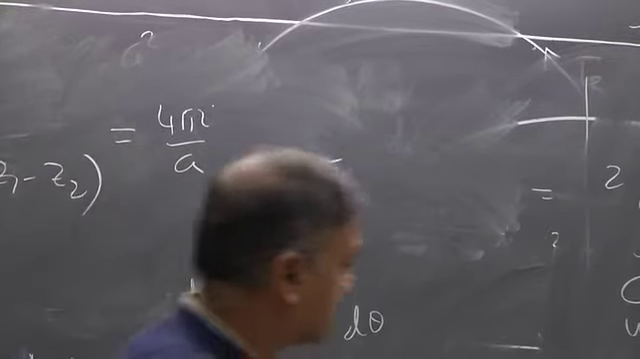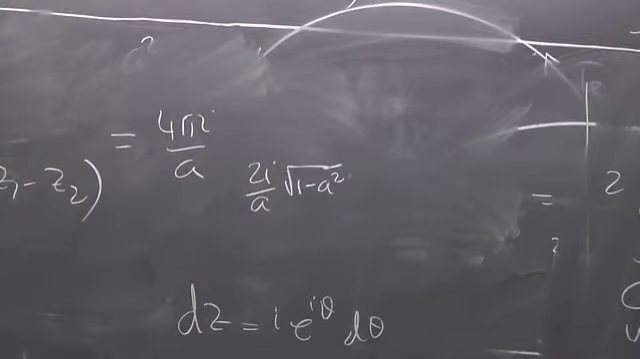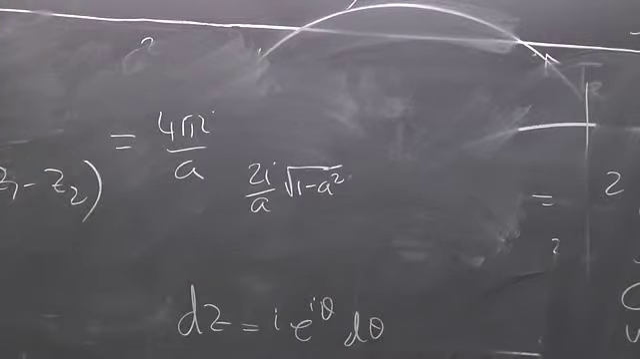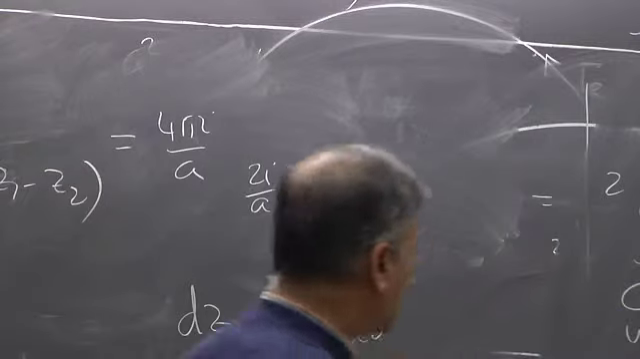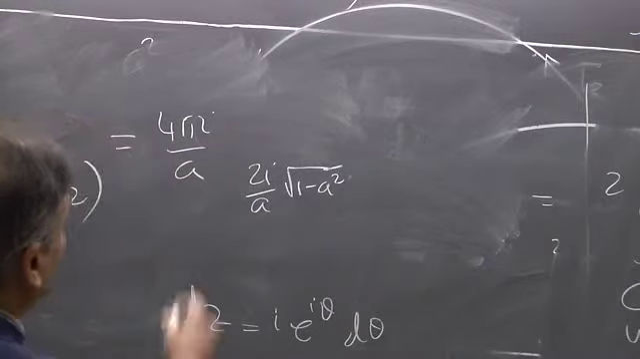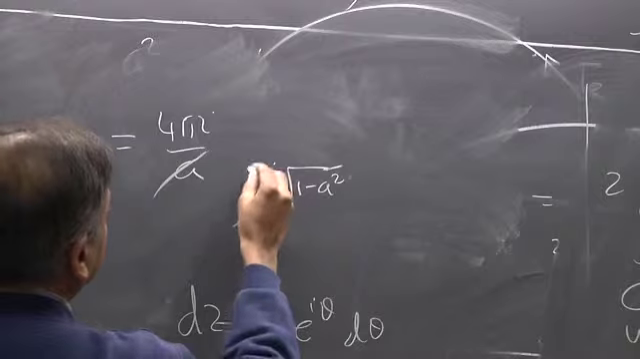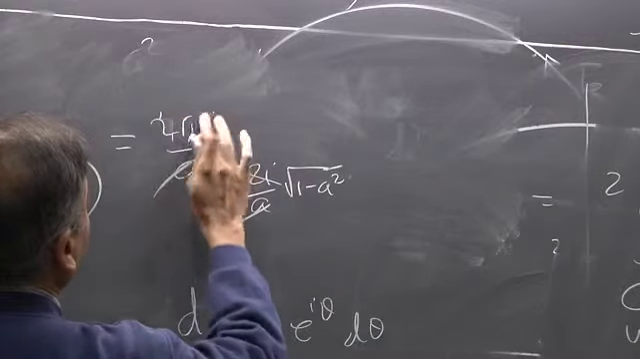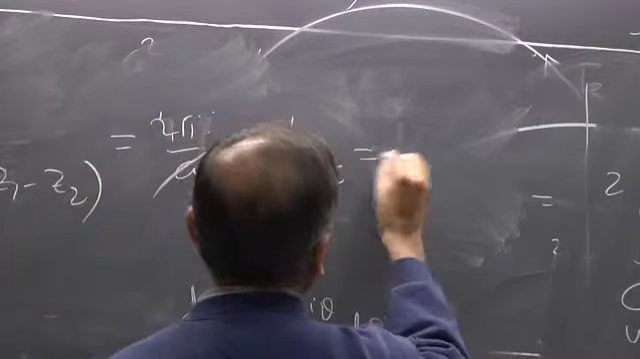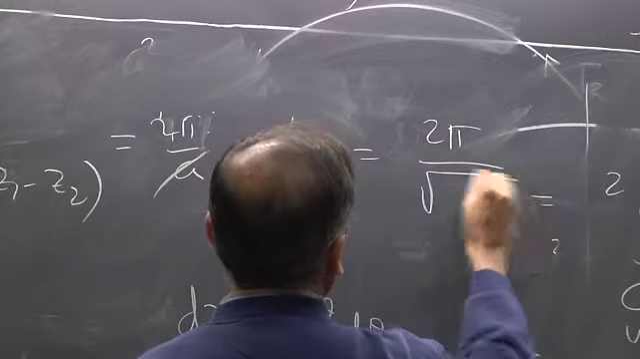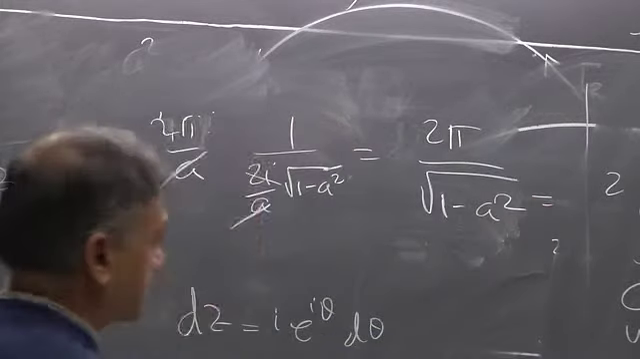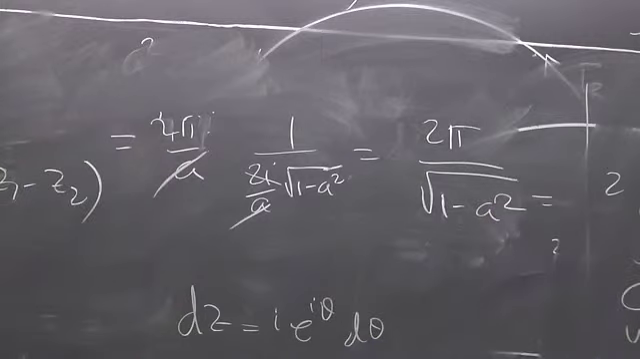I take the difference, this minus that. So the 1 cancels, and this part just adds up, so it becomes twice that. So 2I over a square root. Now you can see this cancels. 2I cancels with that to make it 2 pi. So the full answer is 2 pi over square root of 1 minus a square. Now, is that correct? Yes, this is correct.